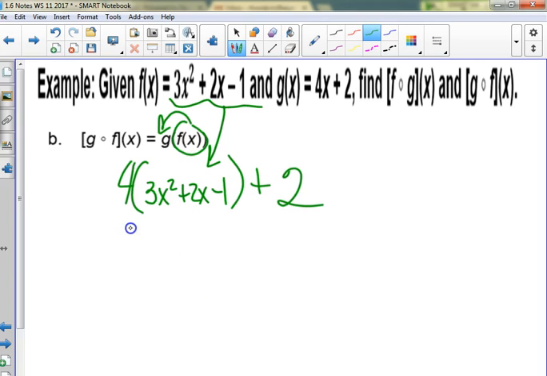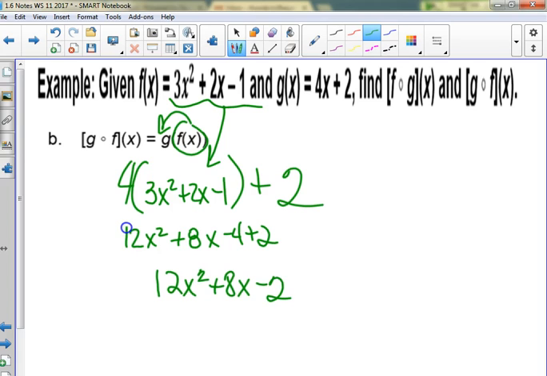Okay. What is this going to simplify to? 12x squared plus 8x minus 2? Is that what someone else got? Did I do anything silly? Any domain restrictions? All real numbers, still all real numbers, we're good.